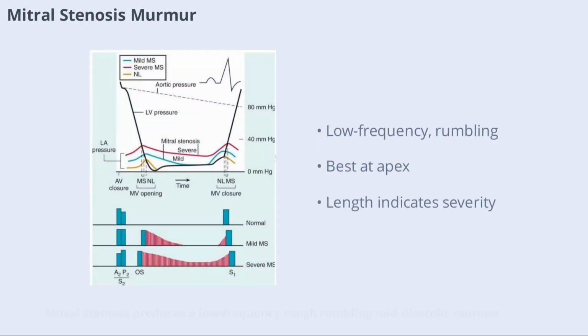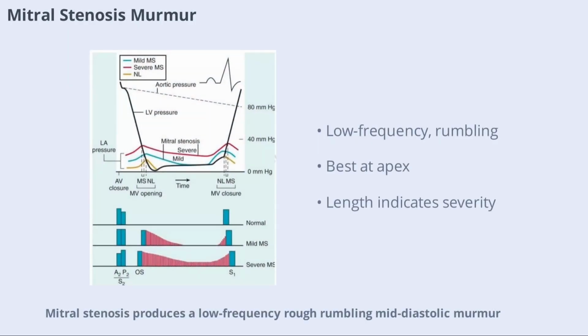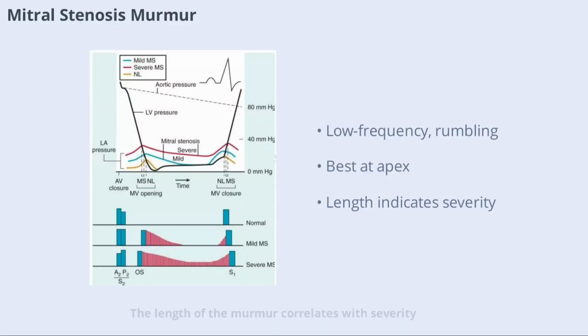Mitral stenosis produces a low-frequency, rough, rumbling mid-diastolic murmur, best heard at the apex with the patient in the left lateral position. The length of the murmur correlates with severity, and late diastolic accentuation is often seen in patients with normal sinus rhythm.